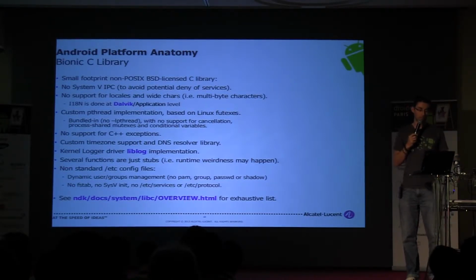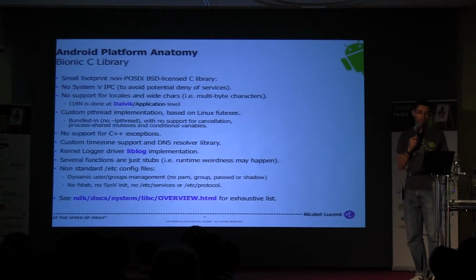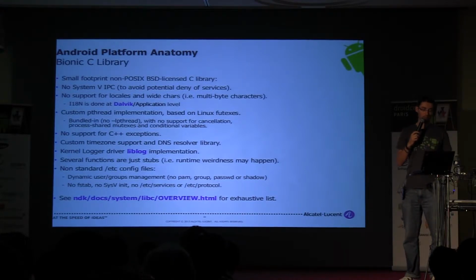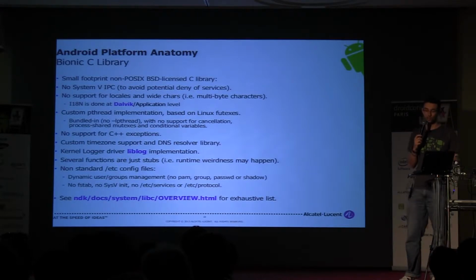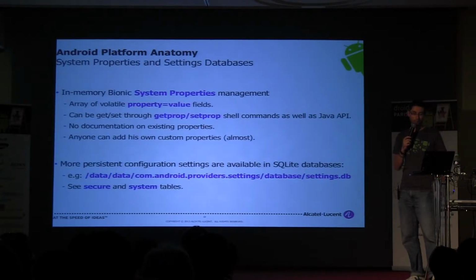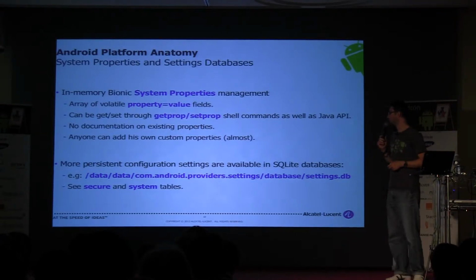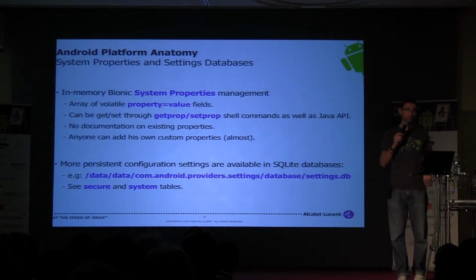Among the different restrictions that you may see, they have removed the System V IPC because they have the binder. They have removed the support for locales and wide characters. They have removed the C++ exceptions. They have a custom DNS resolver. So many things are really quite different from the regular Linux. This is something that you may, not you may, but you are well aware of. They also have introduced the system properties.